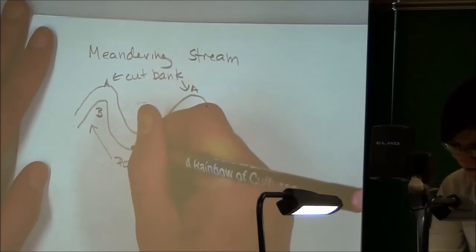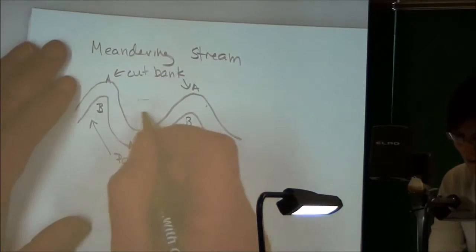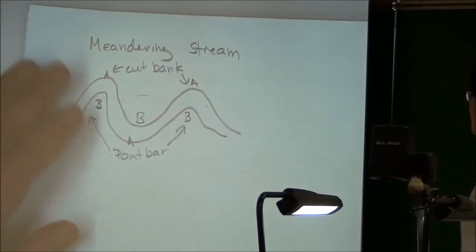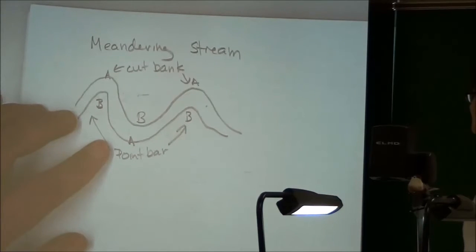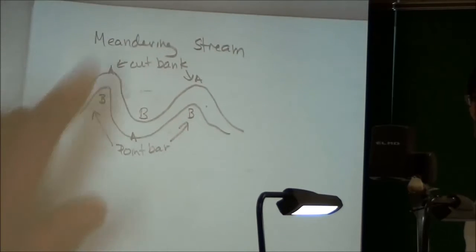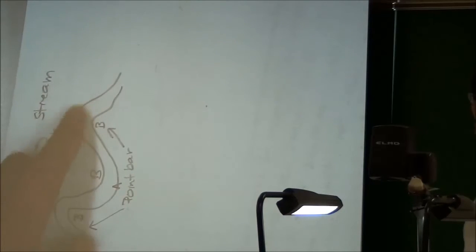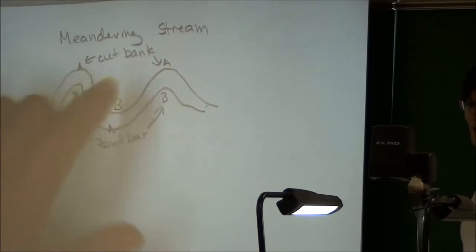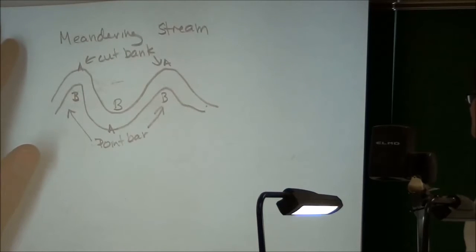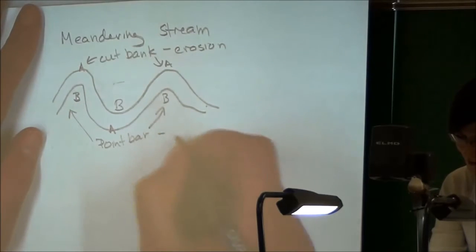And that also applies here. This A, this outside of the curve, is our cut bank, and this inside part here is our point bar. So the cut bank is always opposite the point bar. That's an easier way to look at it if you turn it this way. The point bar is on the inside of the curve, the cut bank is on the outside of the curve. Cut bank implies erosion or deposition? Erosion. Excellent, this is erosion, and point bar is deposition.